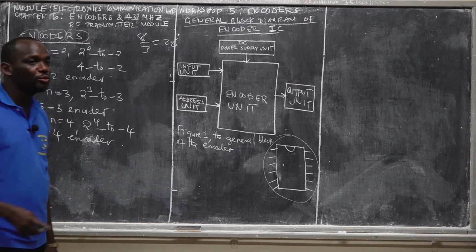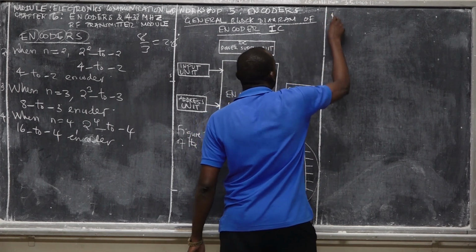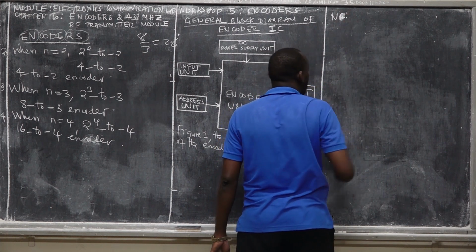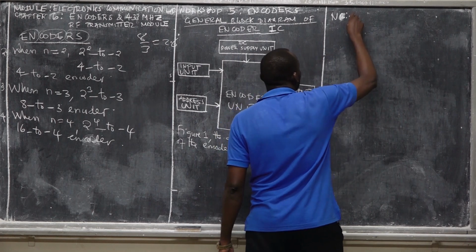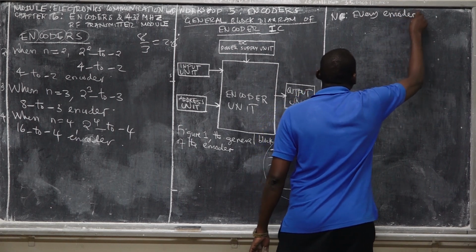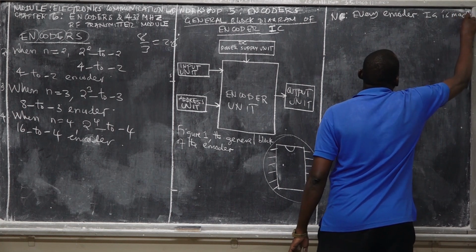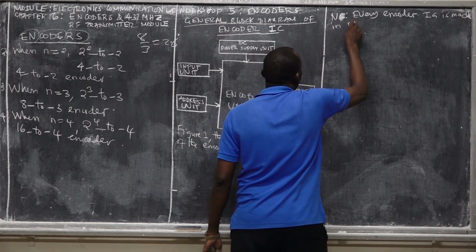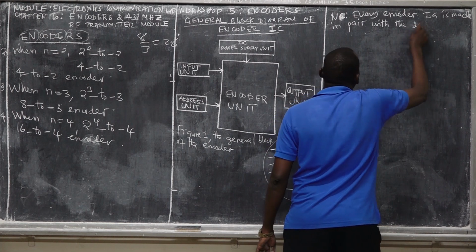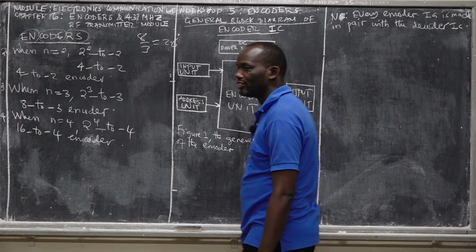Another point to note before we go into the particular. Keep quiet please. This is another point that you have to note in your learning journey of digital electronics. We say that every encoder IC is made in pair with the decoder IC. This is a very important sentence.